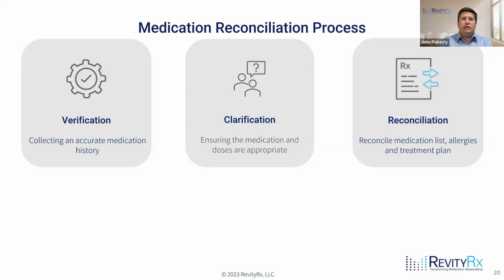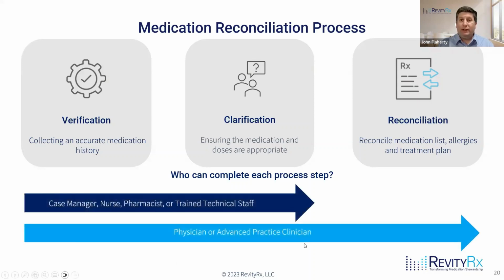So let's look at this and see what this actually entails. Med reconciliation is comprised of 3 distinct processes. The first 2, verification and clarification, we can bucket into med history collection, with the last actually being the med reconciliation step. And who can complete each step is really based upon what facility individuals are working in, as well as what your state regulations are in terms of individual practice capabilities.